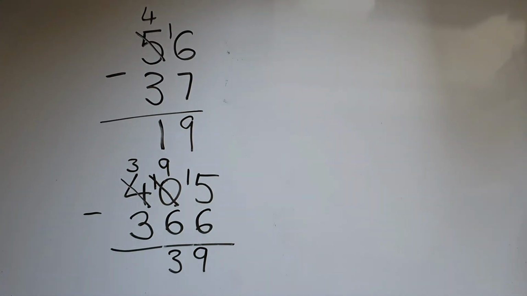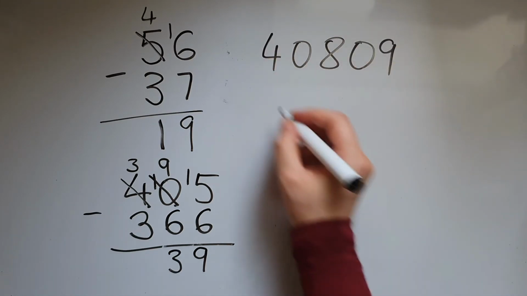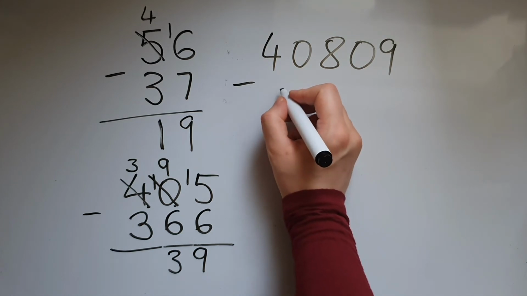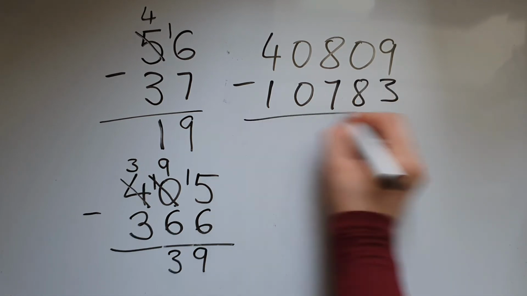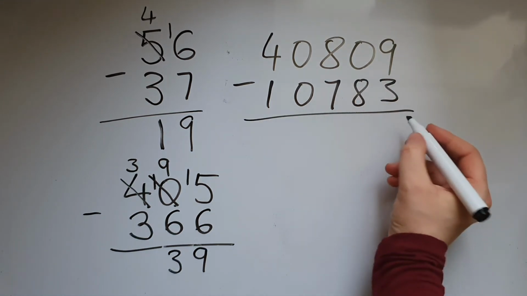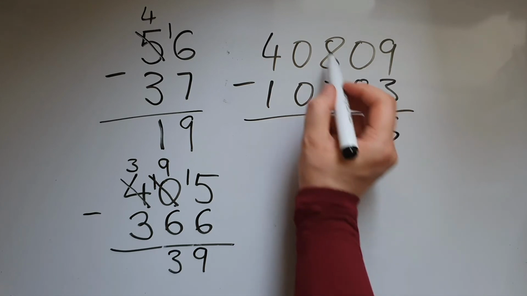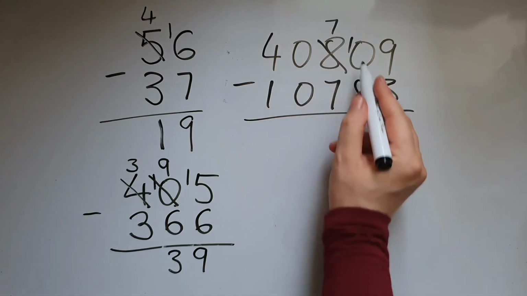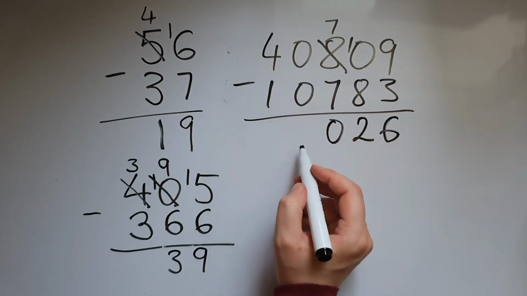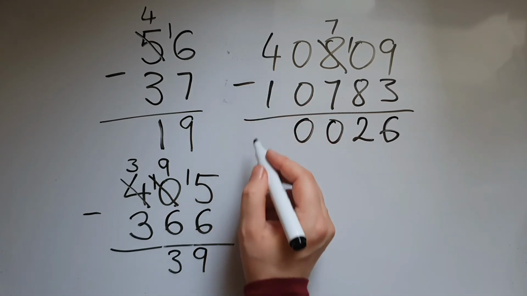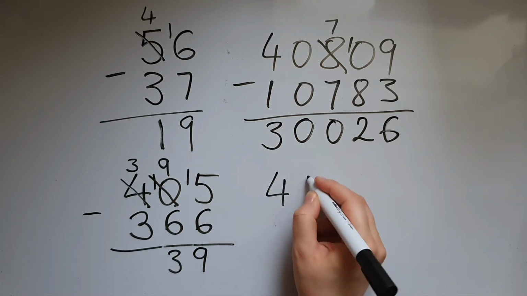So I'll pick some very random numbers. So 9 take away 3 gives us 6. Now we've got to take away 8 from the 0, meaning we need to borrow. So this becomes 10, take away 8 leaves me with 2. 7 take away 7 is 0. 0 take away 0 is 0. 4 take away 1 is 3. Let's do another one.